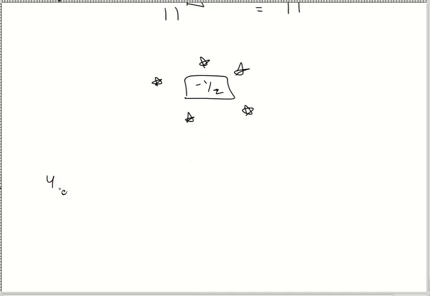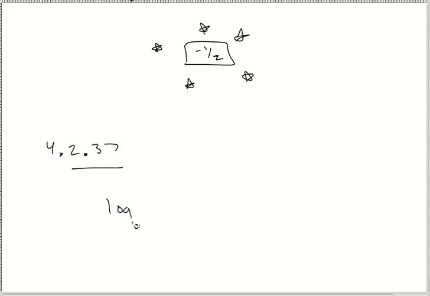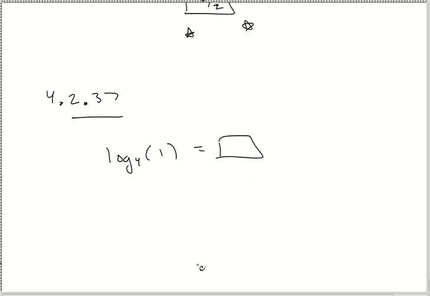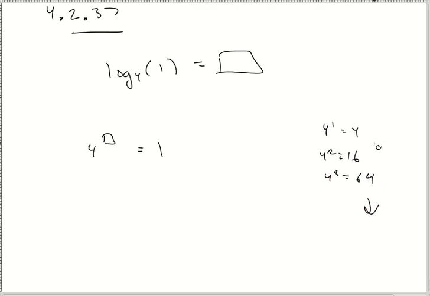All right. 4 to 37, one of my favorites here. I got log base 4 of 1. Now this one's a little bit strange. I'm going to write this one out. I got 4 to the box is equal to 1. What goes in the box? Well, okay, let me try. 4 to the 1 is 4. 4 squared is 16. 4 cubed is, I think, 64. But I don't feel like I'm getting anywhere because I need a 1.